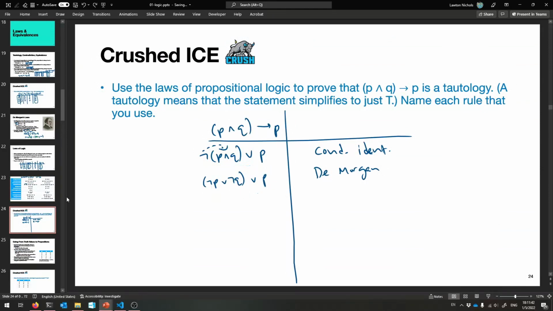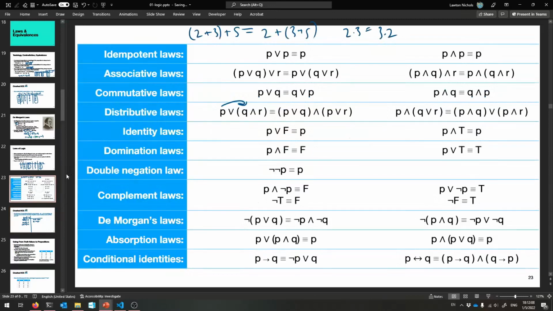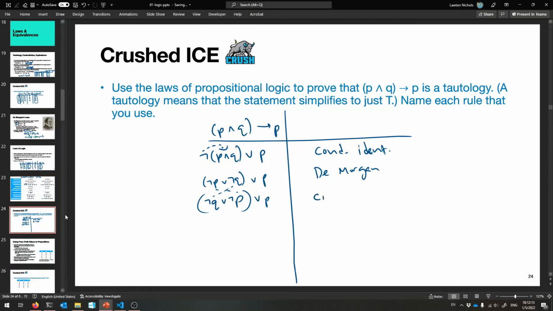So the first thing that we would like to do is move the P to the other side, because then they'll be closer to each other. Let's change this to not Q or not P, just flipping where these are inside of that, and keeping the P over here. We got there by using the commutative law, the commutative law for or. You see that? Now these are getting closer to each other.